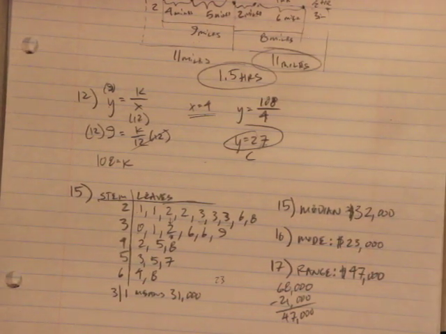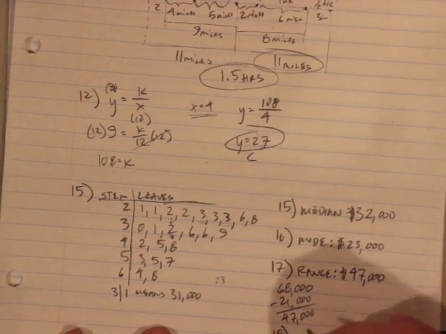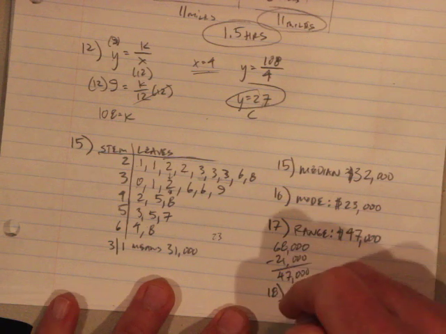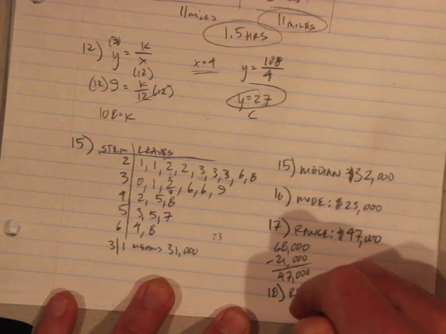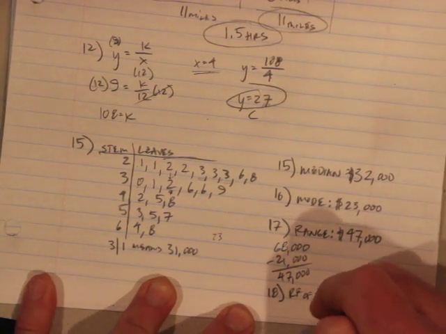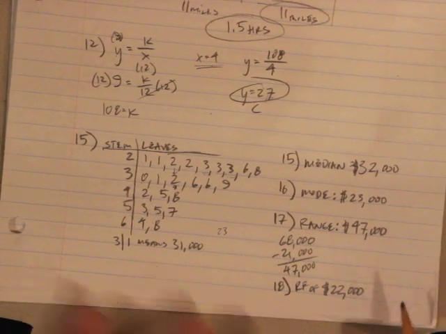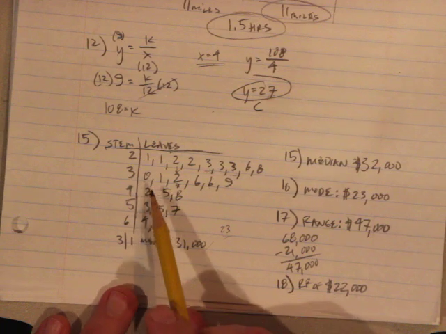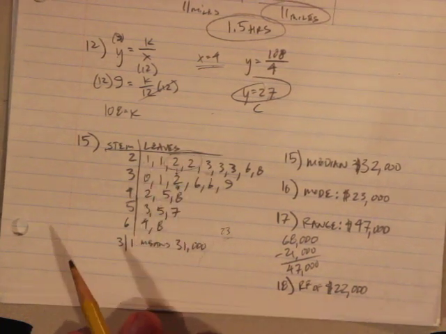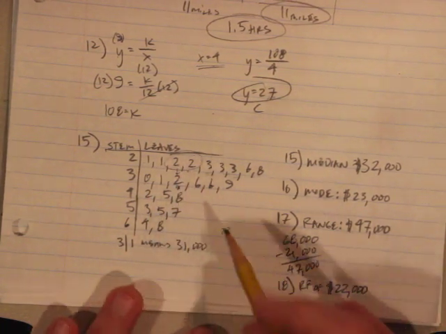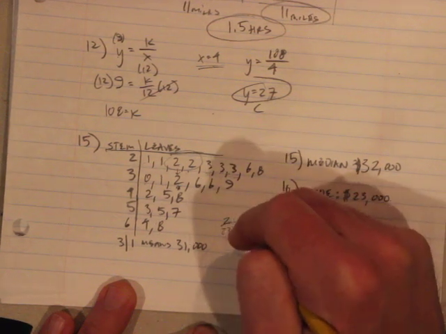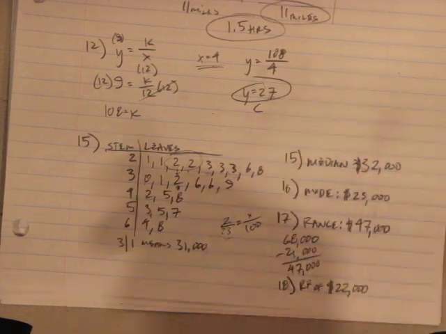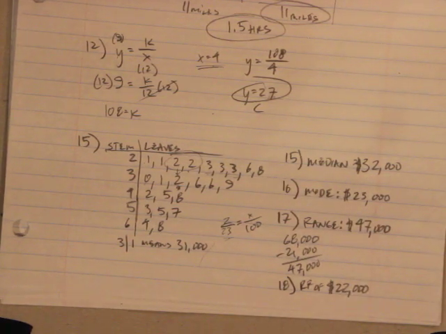And then number 18 is the relative frequency of 22,000. So the relative frequency of 22,000. We have 23 pieces of data here, and 22,000 takes up 2 of those. So 2 divided by 23 and multiply that by 100.